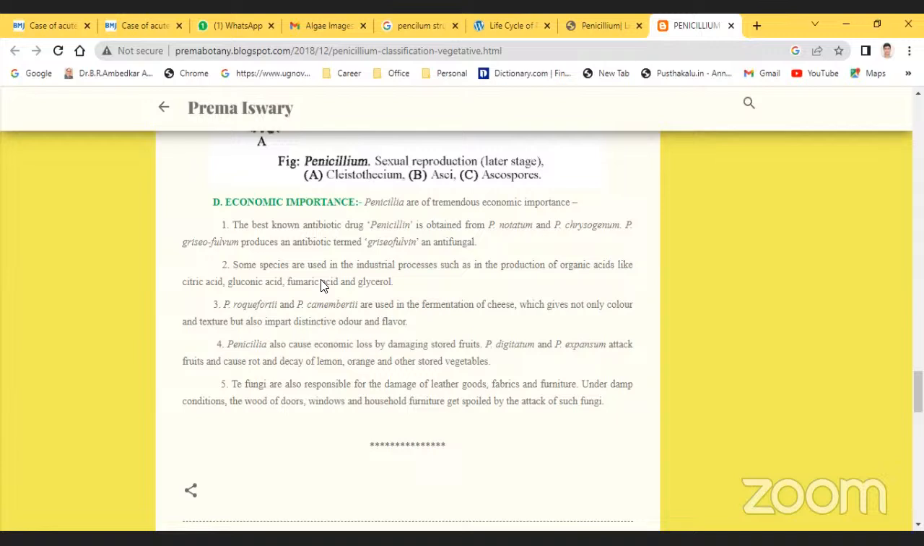Some species are used in industrial processes, such as in the production of organic acids like citric acid, gluconic acid, fumaric acid, and glycerol. These organic acids are produced especially through Penicillium species. Next, Penicillium roqueforti and Penicillium camemberti are used in the fermentation of cheese, which gives not only color and texture but also a distinctive odor and flavor.